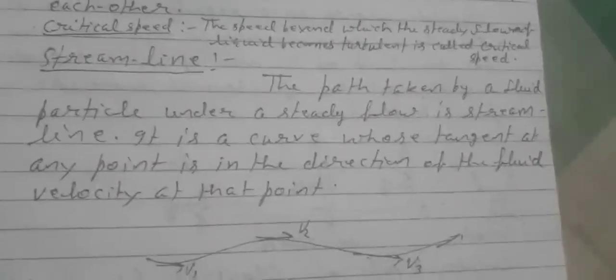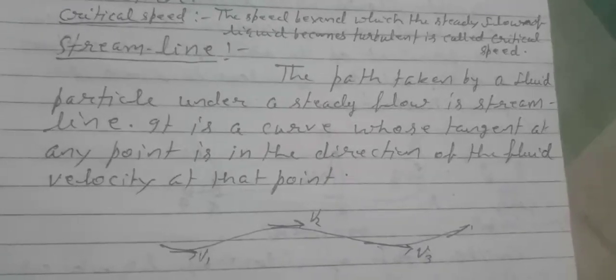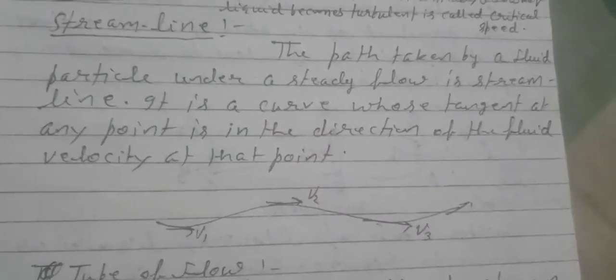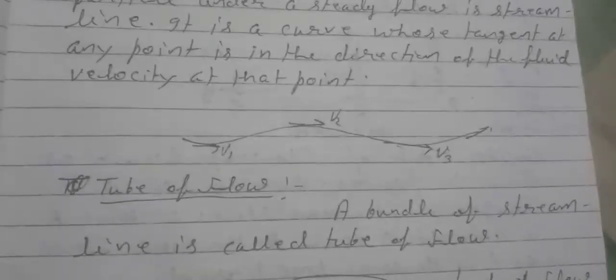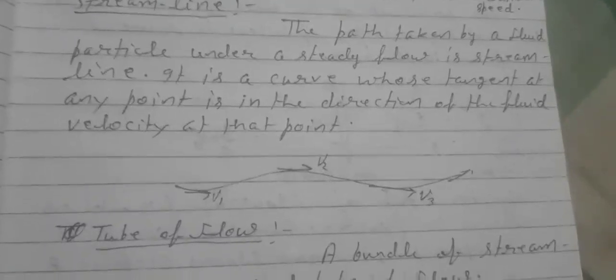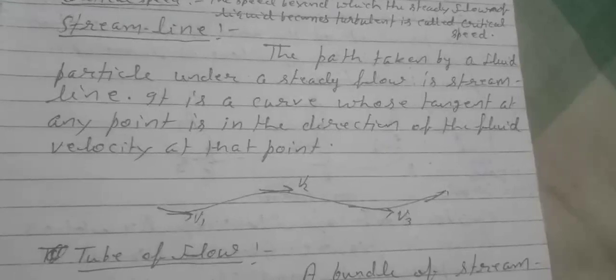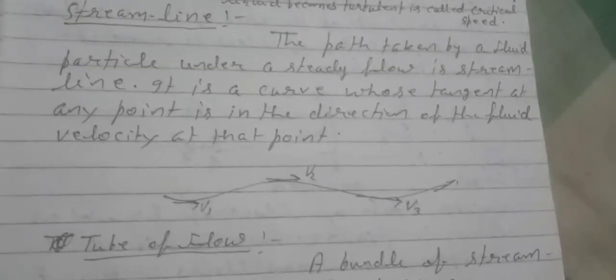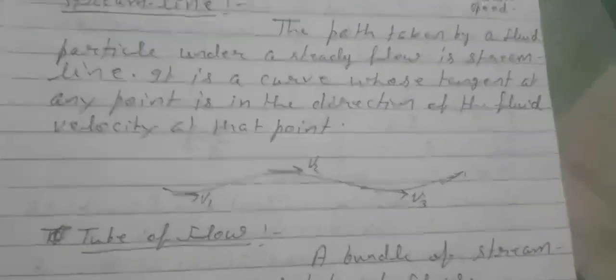Streamline. The path taken by a fluid particle under a steady flow is a streamline. It is a curve whose tangent at any point is in the direction of the fluid velocity at that point.